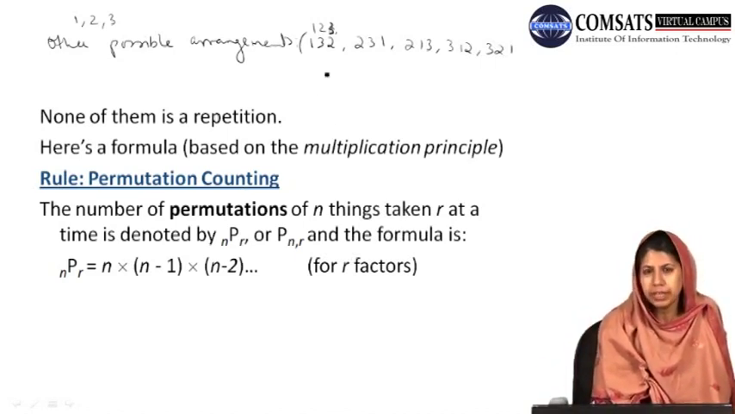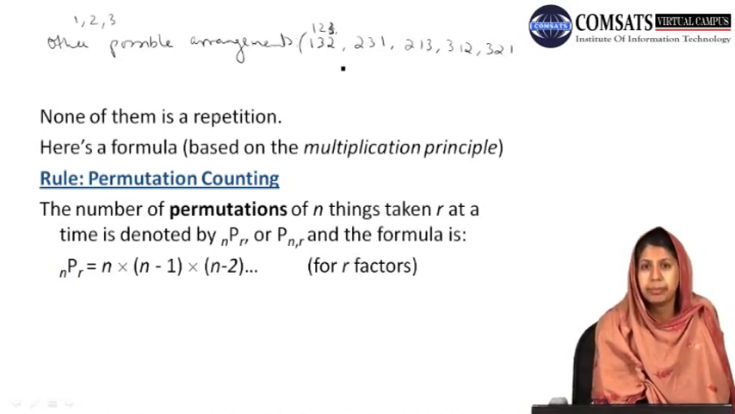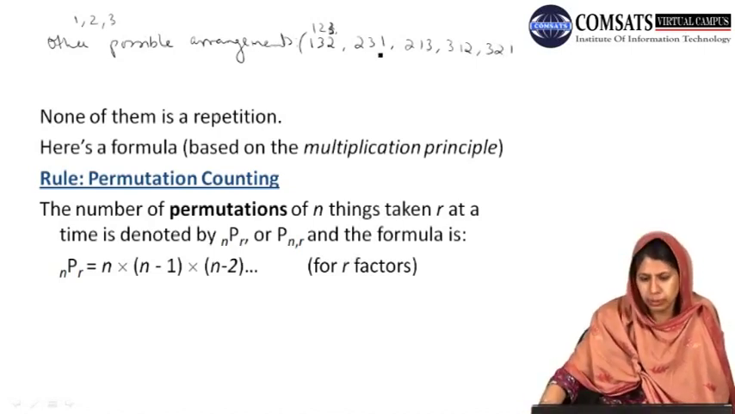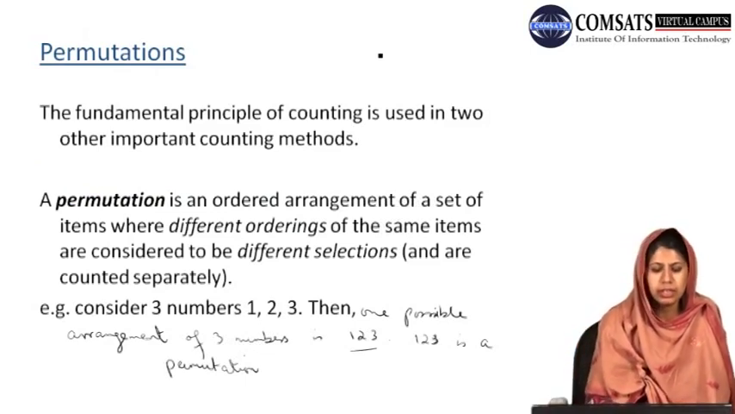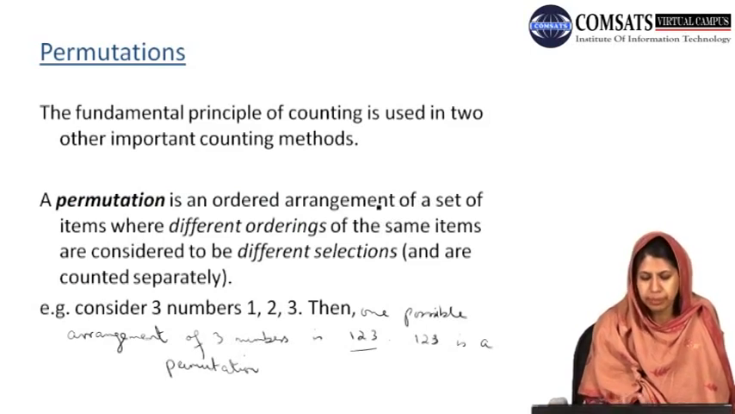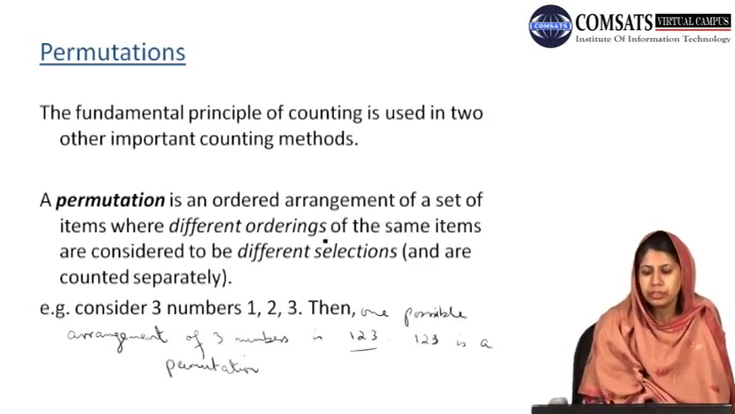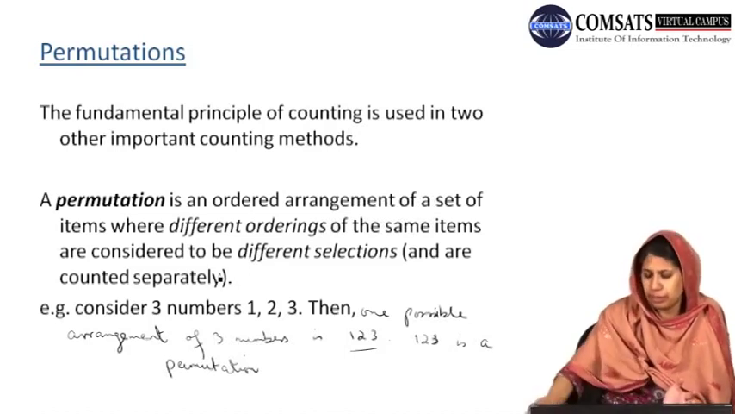Now we can observe that none of this arrangement of items is a repetition. Each of them is individual, and what else our definition says is that a permutation is an ordered arrangement of a set of items, where different orderings of the same items are considered to be different selections and are counted separately.